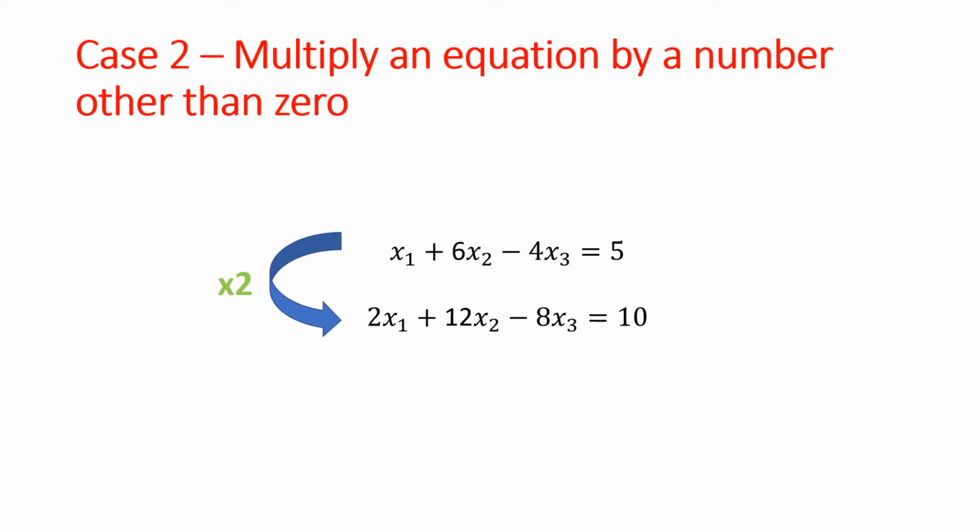The second elementary transformation refers to multiplying a linear equation by a non-zero number. It's like the example we just saw, in which we have a linear equation and we multiply it by a scalar, in this case the number 2, and it returns a slightly different linear equation, but it has the same solutions.